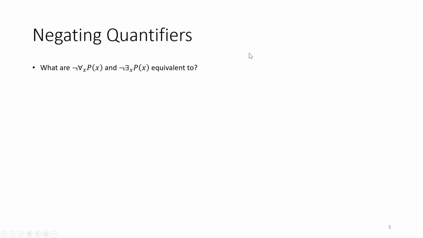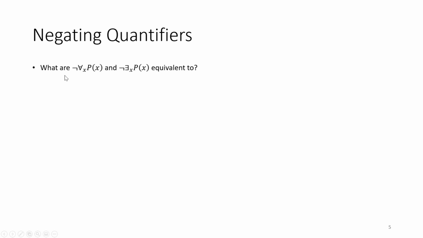So let's just think a little bit about these propositions, if you will. It is not the case that all x's are p. Or this one, it is not the case that there exists an x that is p. So what about this first one? It's not the case that all x's are p.